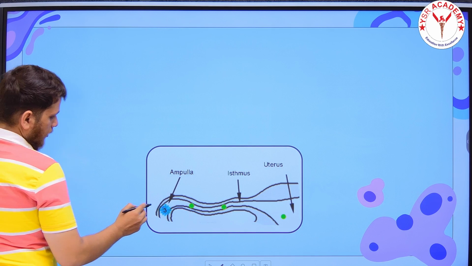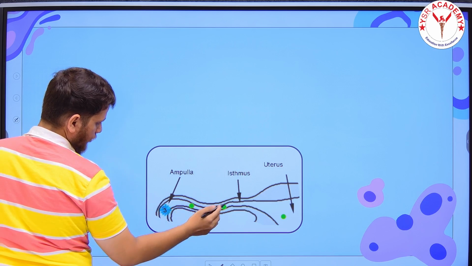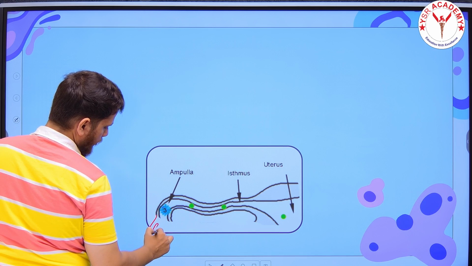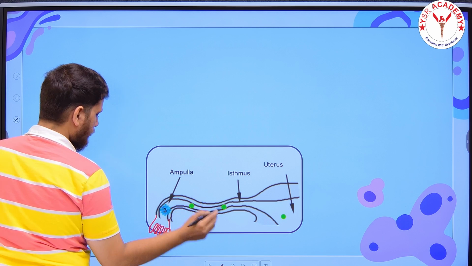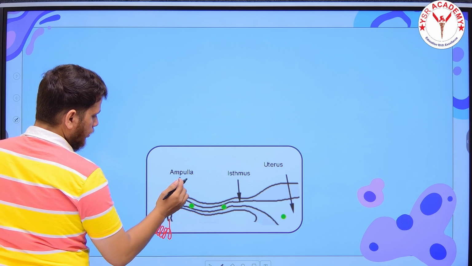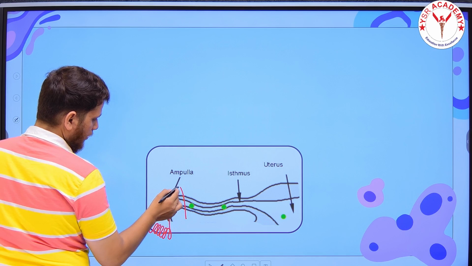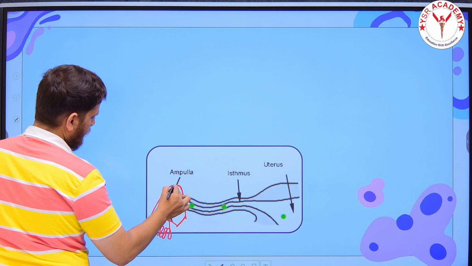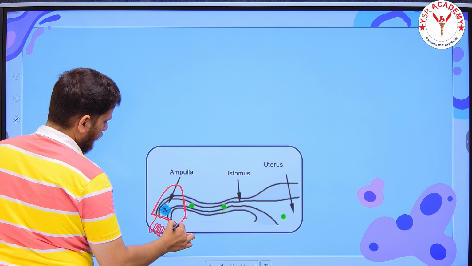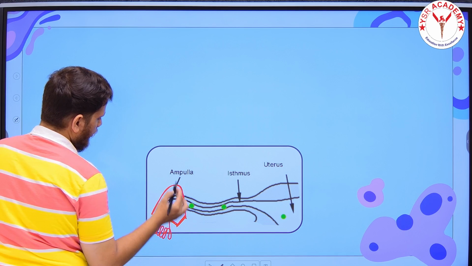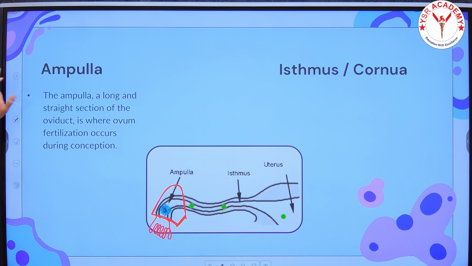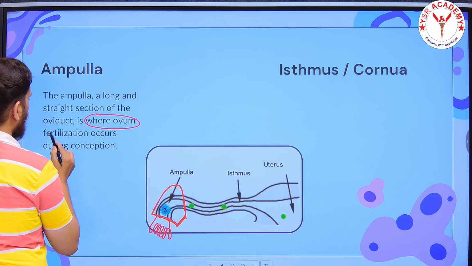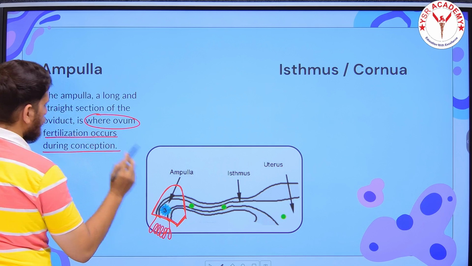So you have an ampulla, you have an uterus, this is isthmus. So यहाँ पे imagine करिए ऐसे finger like projections होंगे, तो ovum को push करने का और एक जगह पे fertilize करना पड़ेगा. That point of fertilization is called as ampulla. This is the region that I'm talking about. Okay, guys. Ampulla is the point where ovum fertilization occurs during conception.